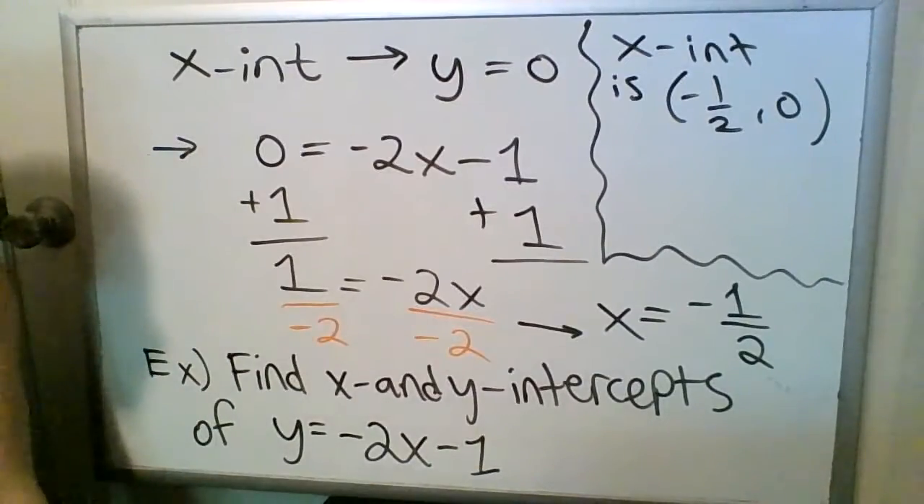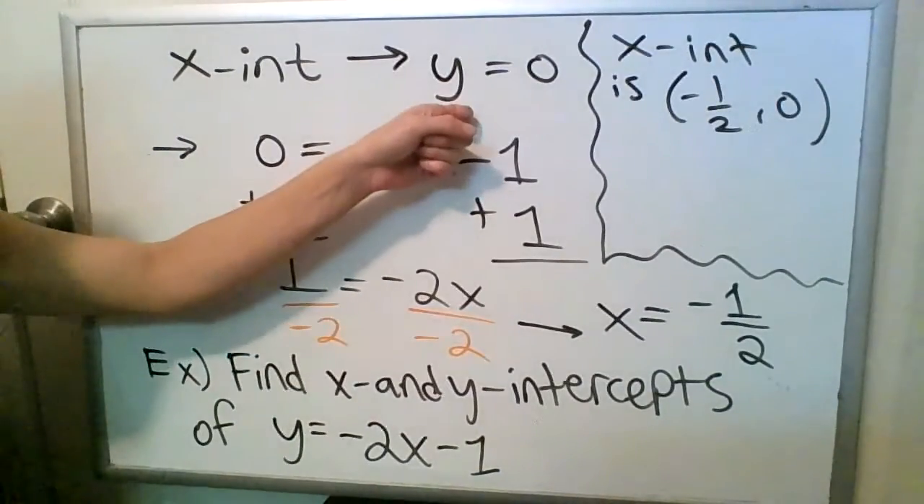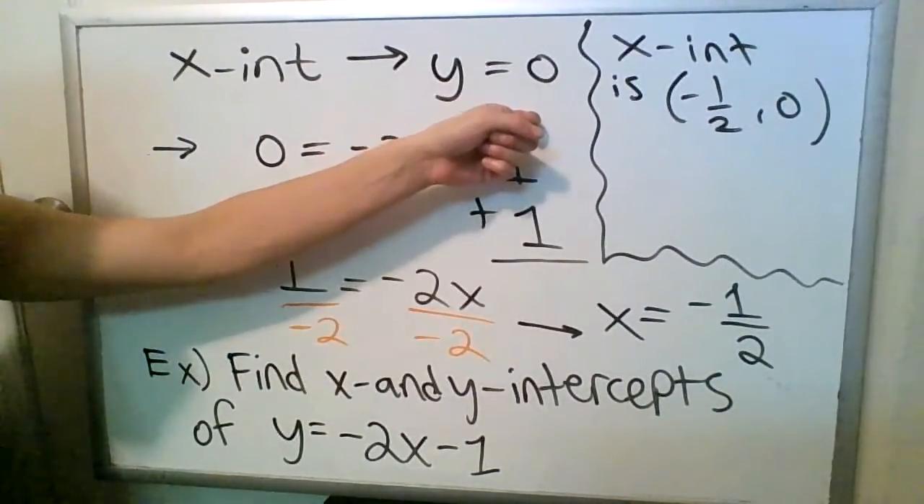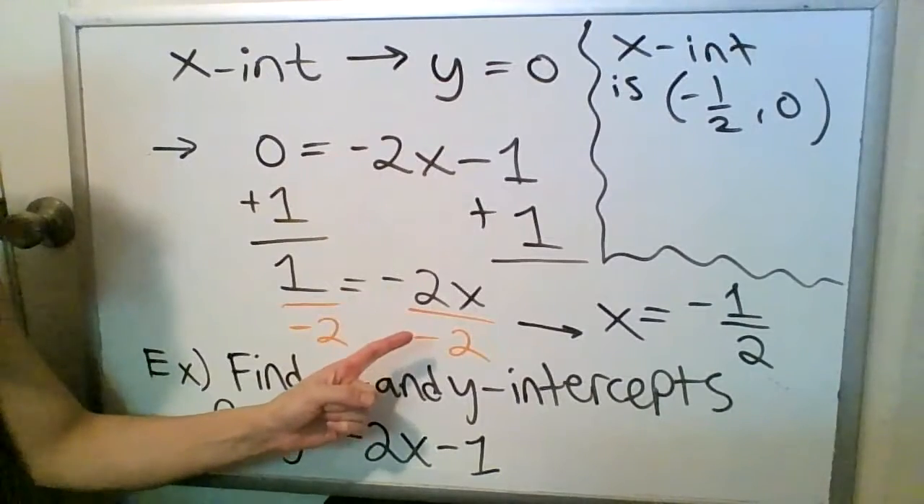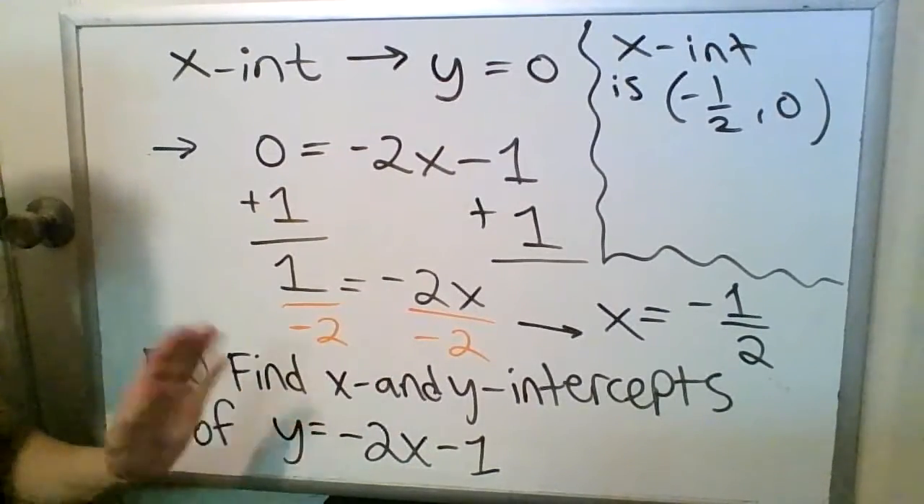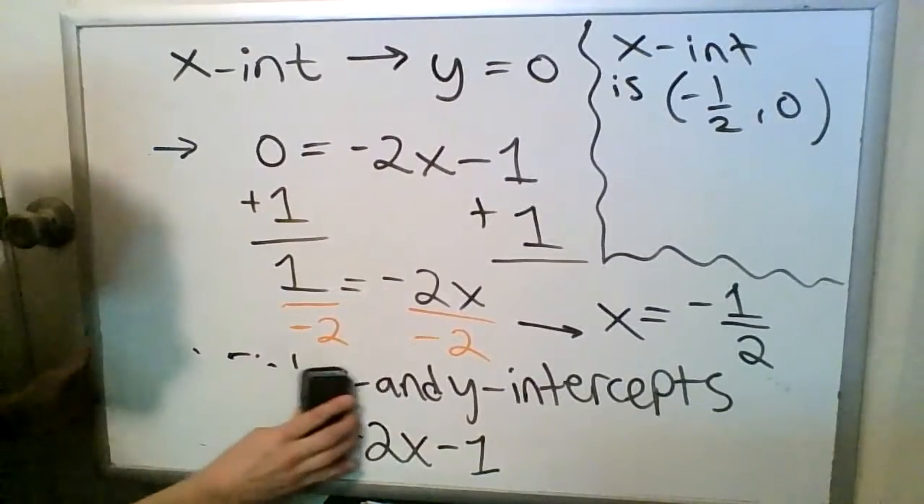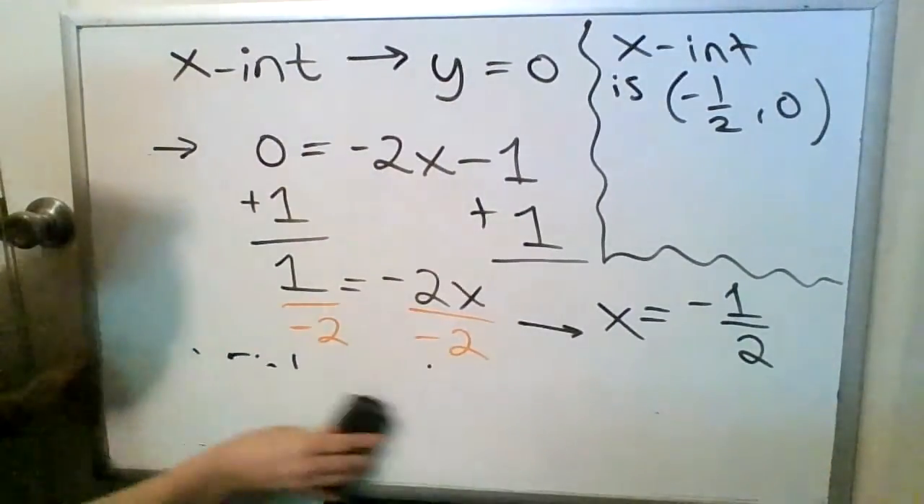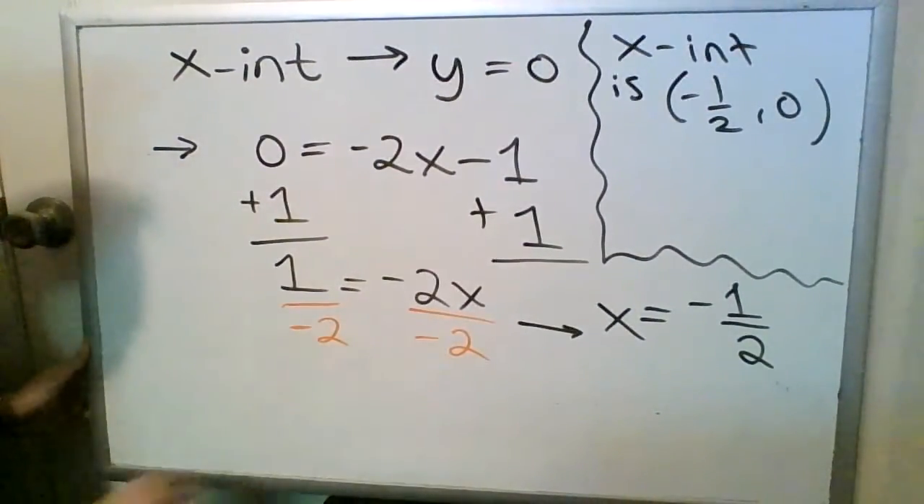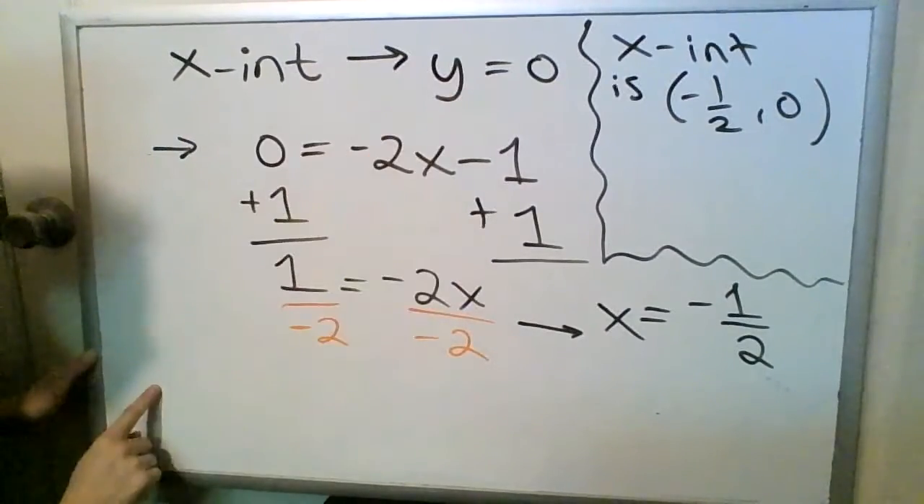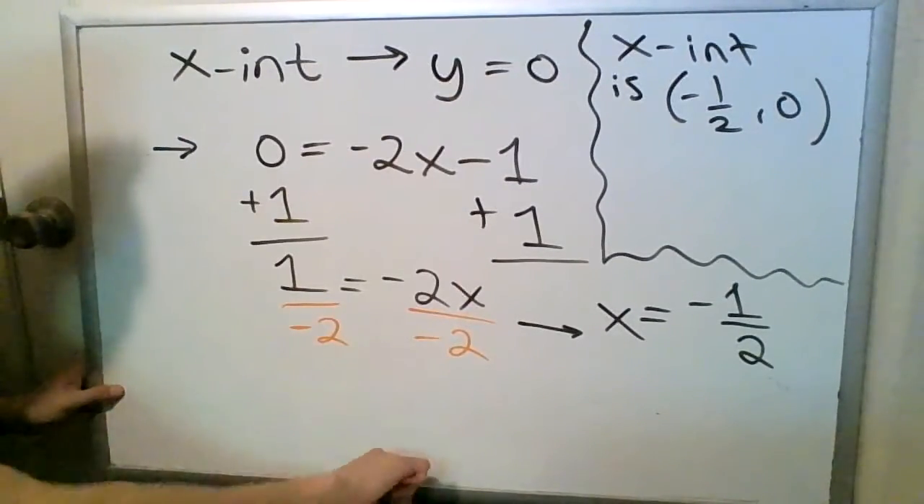Yeah, so for x-intercept, you choose y equals 0 and then solve for x. And for the y-intercept, we place x equal to 0 and solve for y. So kind of flip-flop. For x-intercept, y equals 0. For y-intercept, x equals 0.